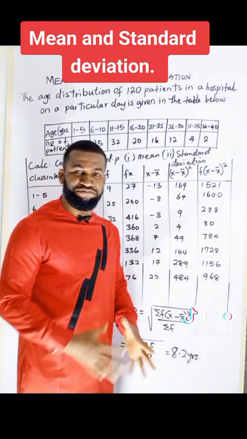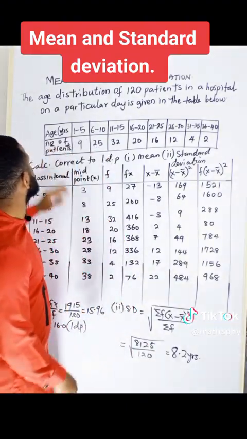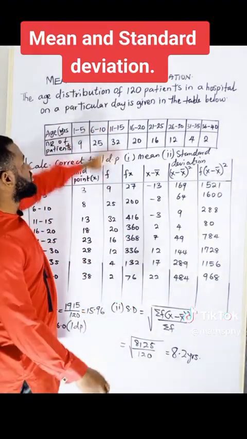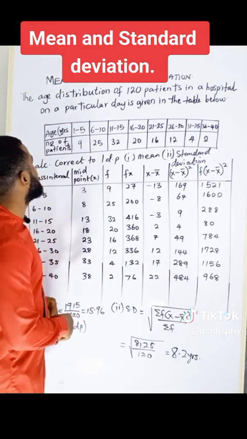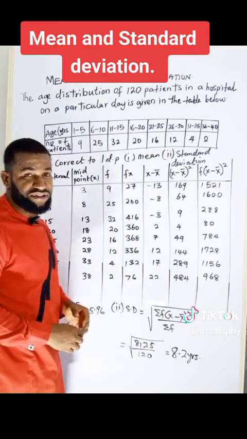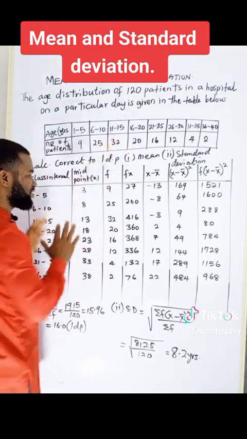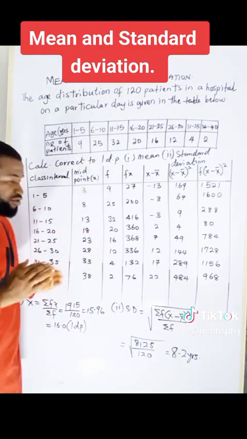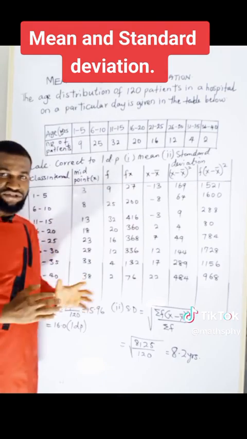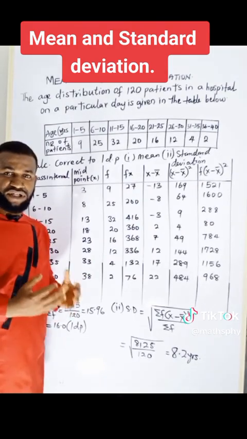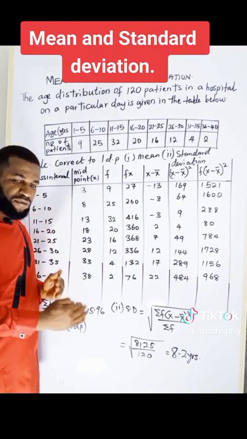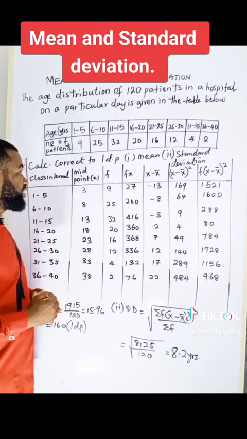Today we want to look at mean and standard deviation. The age distribution of 120 patients in a hospital on a particular day is given in the table. I just did it this way because I want you to get your writing material and follow me for every step I take.